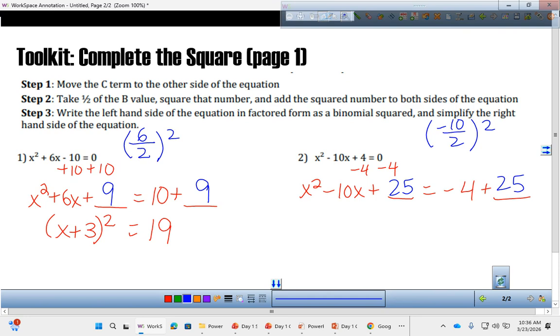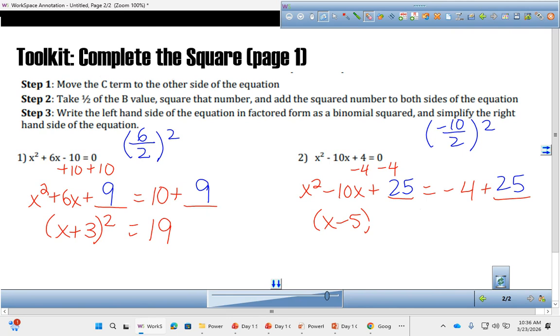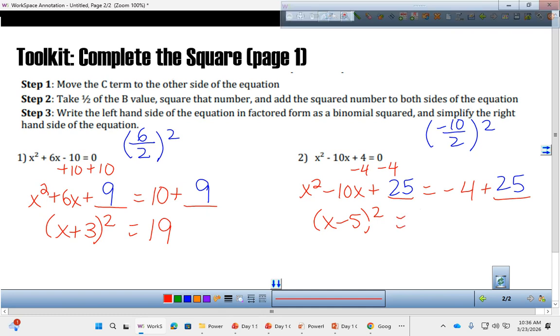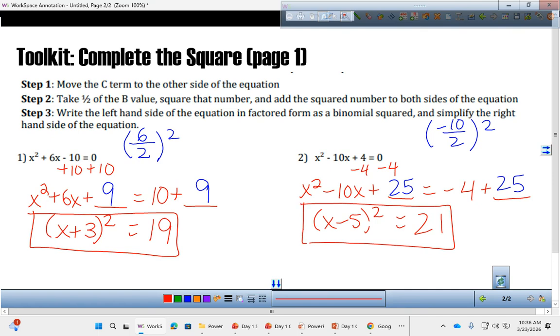The significance of the 25 is it creates something that's factorable. What multiplies to positive 25 and adds to negative 10? x minus 5, x minus 5, right? Or x minus 5 squared. It's called completing the square because this is the number that makes this a perfect square trinomial. And then I just do the math on the other side, 25 minus 4, right? So completing the square is taking something that's not factorable and making it factorable, right?